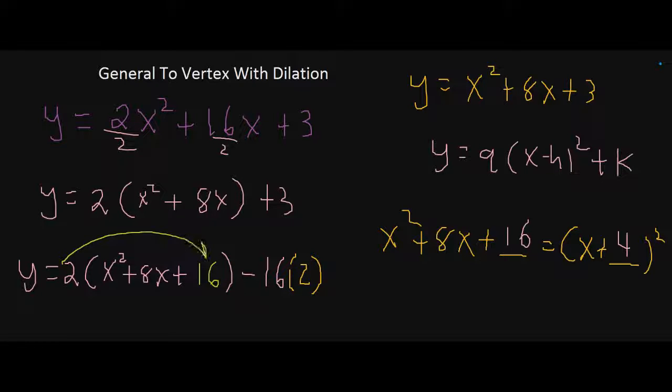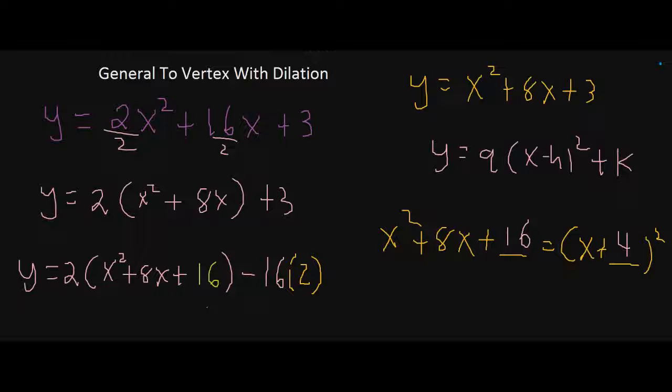Well, look over here. What's 2 times 16? That's 32. Minus, what's 16 times the 2? Again, that's going to be 32. Perfect. That gives me 0 and they cancel out, right? So that's why we always have to multiply by the dilation in this case.